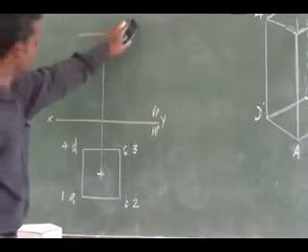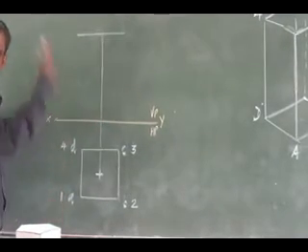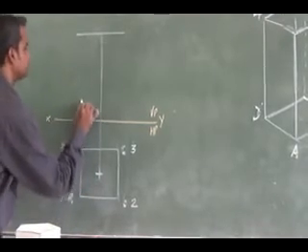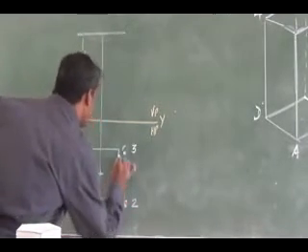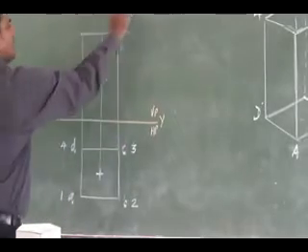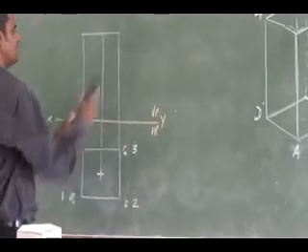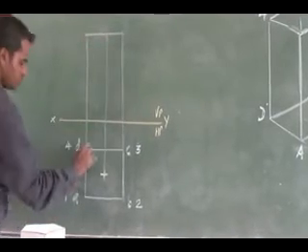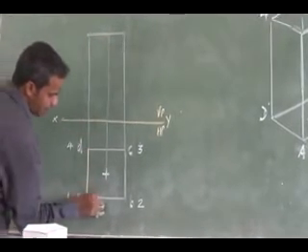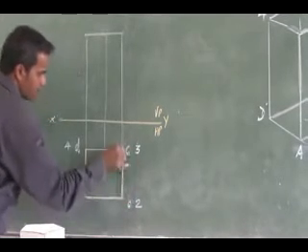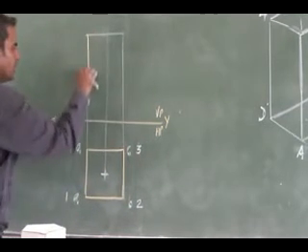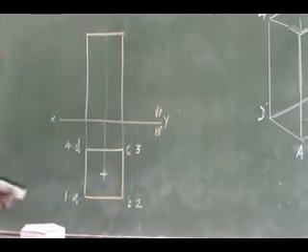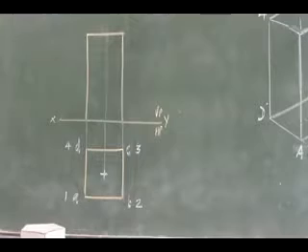First of all, we will project all the corners to the front view. From A, B, C, D, if I extend the projectors, I will have the front view like this. This is just a projector. Okay, so this is going to be my final top view of this orientation, and this is going to be my final front view. The notations you have to mark.